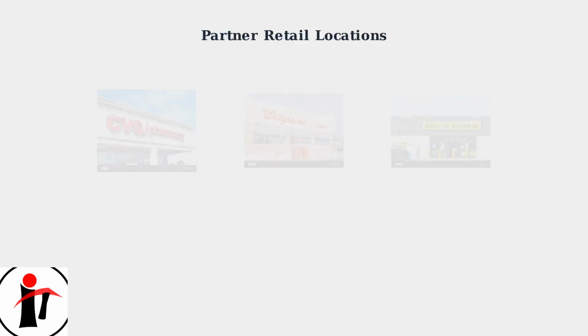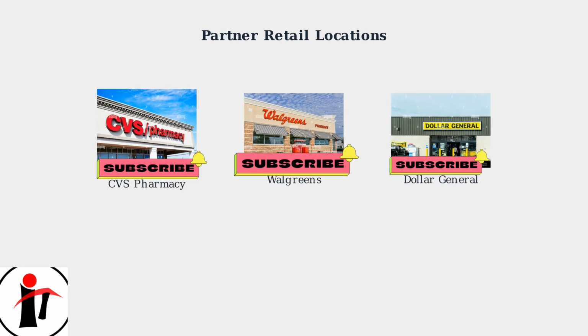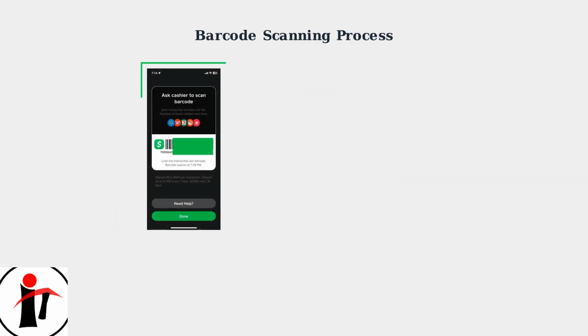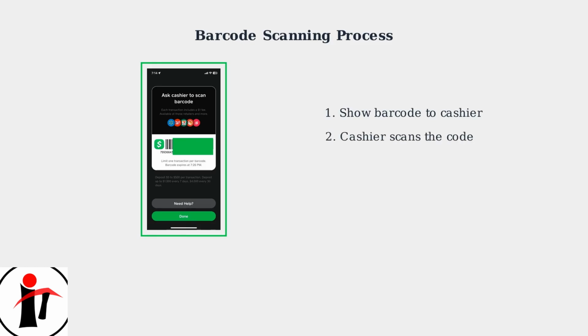With your Cash App barcode ready, you can visit any of the major partner retailers to make your deposit. These include CVS, Walgreens, Dollar General, 7-Eleven, Family Dollar, and select Walmart locations. At the store, present your Cash App barcode to the cashier for scanning. The barcode contains all the necessary information for your deposit transaction.